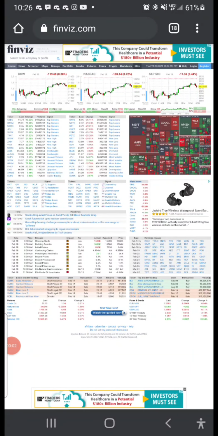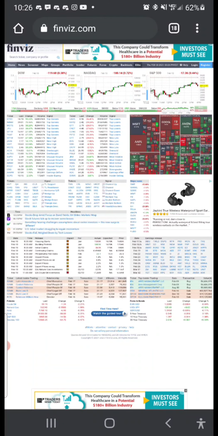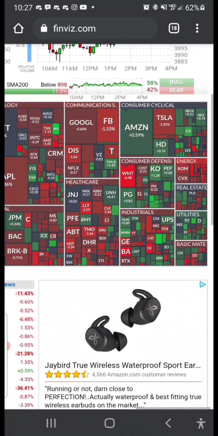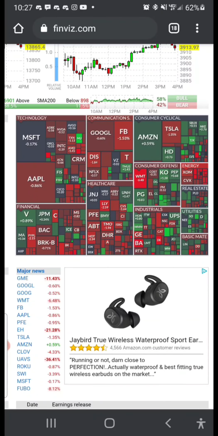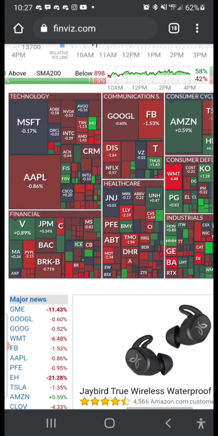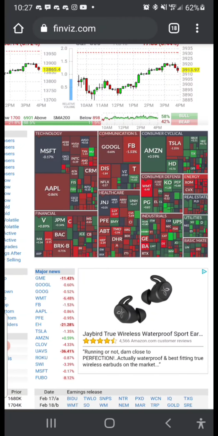Little gem I'm going to show you guys, Finviz.com. This is a very powerful financial tool that I just found out about recently, and it's just like an overview of the entire market. Right here we have the heat map. These are the different sectors, the industries, the bigger names. Basically whatever's green, that's where the money's at.